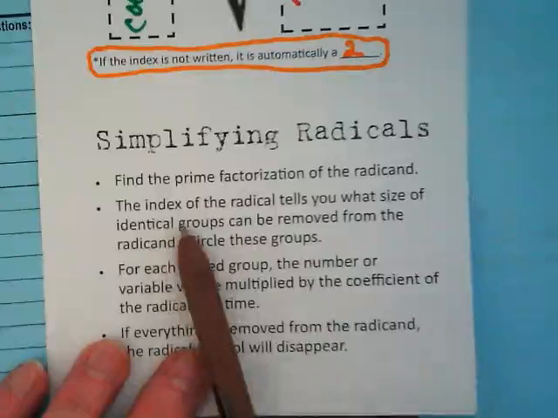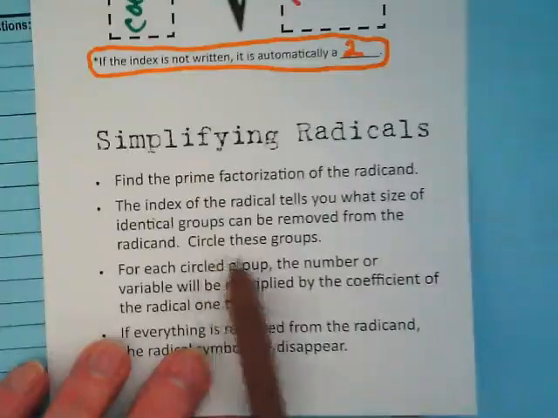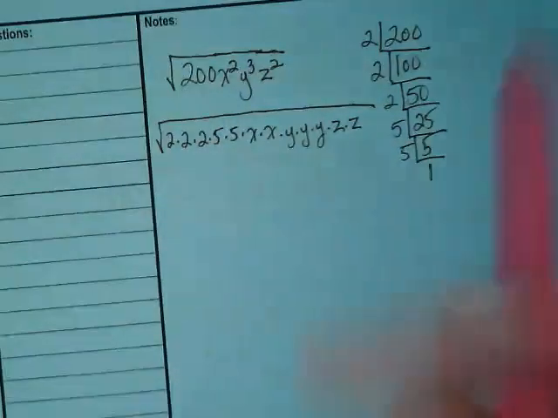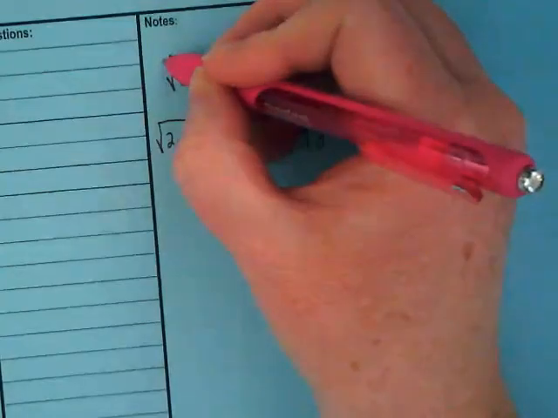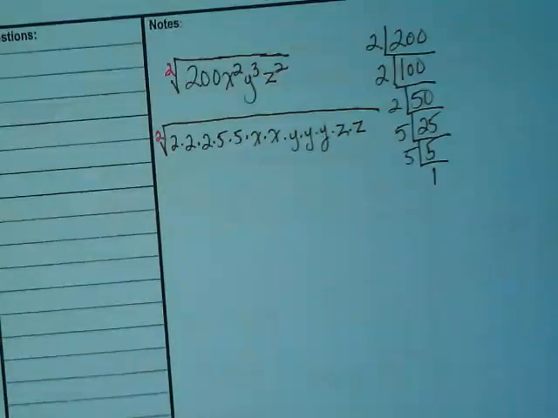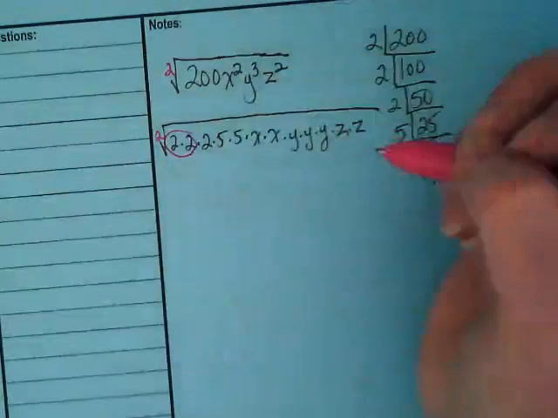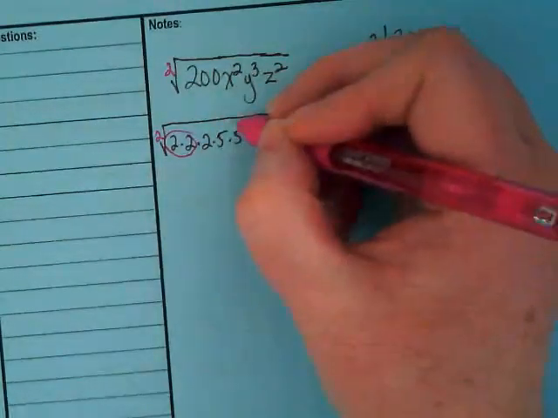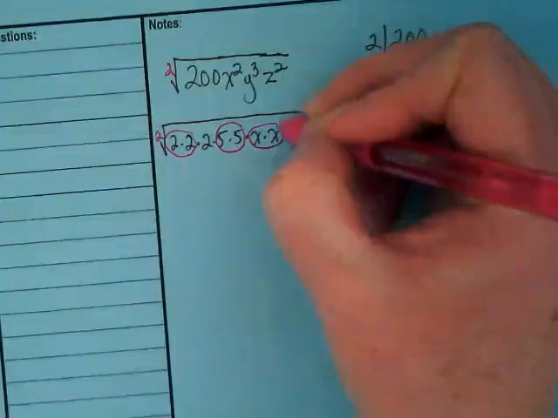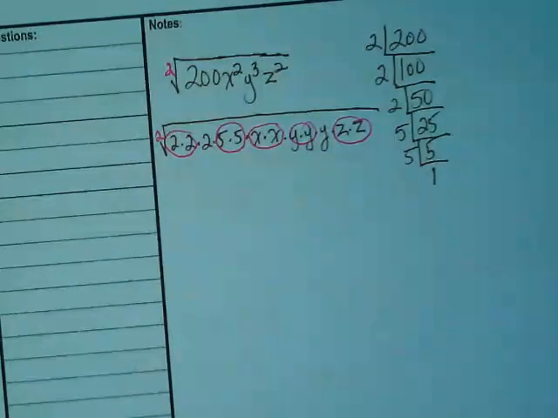Step two. The index of the radical tells you what size of identical groups can be removed from the radicand. Circle these groups. Well, we don't have an index here. That means that the index is what? Two. That means I'm going to circle groups of two. Not everything's going to get circled because they don't all have a match. So I can circle 2 here, but that 2's left. I'm circling them in groups of 2's because the index was 2.